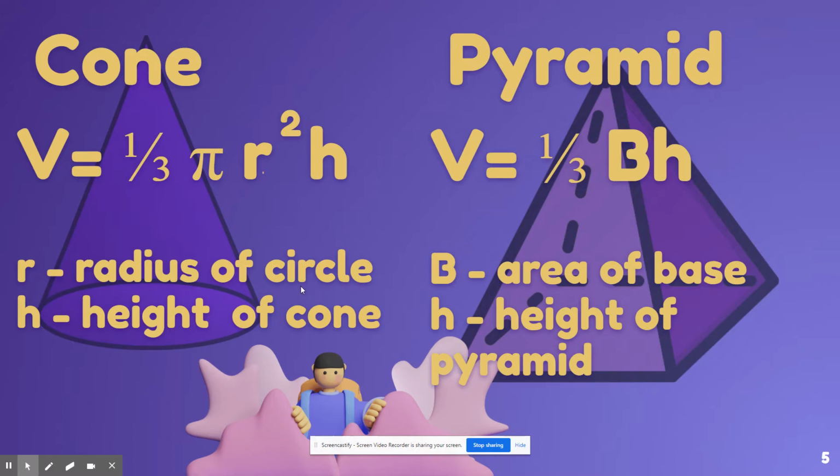Now, radius is halfway across the circle from the center. The height of the cone is the distance from the circle to the point of the cone. The area of the base of a pyramid is the shape at the bottom that the pyramid is sitting on. Sometimes it's a triangle, sometimes it's a rectangle, sometimes it's a square. So you have to know the area formulas for a triangle, rectangle, and square. And then the height is the height from the base shape that it's sitting on all the way to the point of the pyramid.